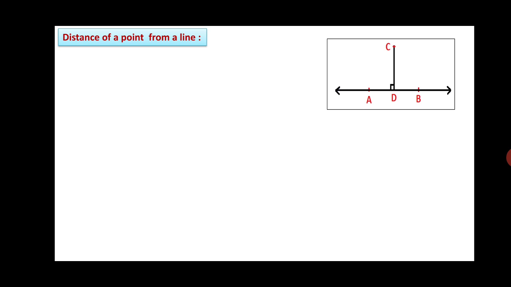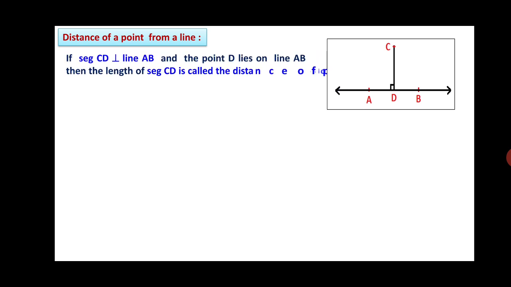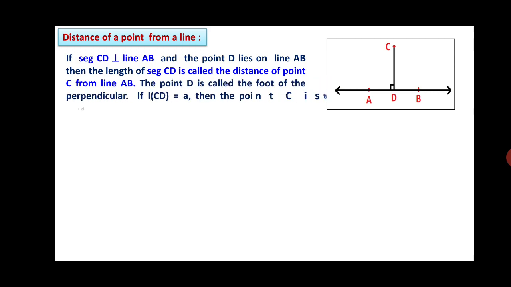Now the last point today is the distance of a point from a line. Observe the adjoining figure. If segment CD is perpendicular to line AB and the point D lies on line AB, then the length of segment CD is called the distance of point C from line AB. The point D is called the foot of the perpendicular. If length CD is a, then the point C is at a distance of a from the line AB.